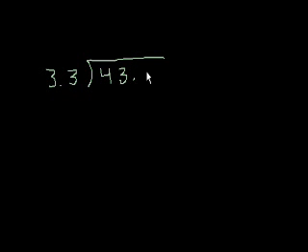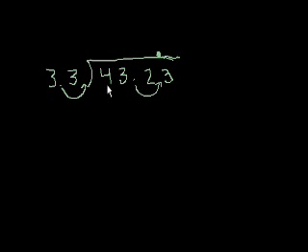Let's do 3.3 goes into 43.23. That's a 3. So first thing we want to do is move the decimal. We just have to move it one space here. So we move it one space here as well. Put the decimal right up here. And now it's just a level 4 division problem.